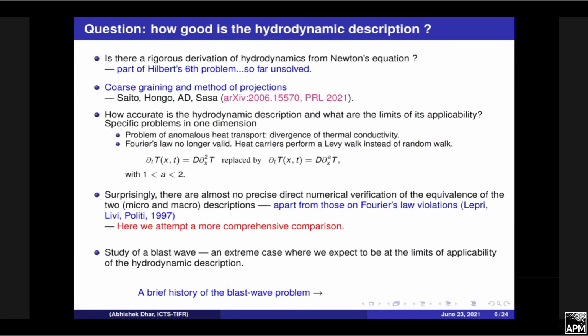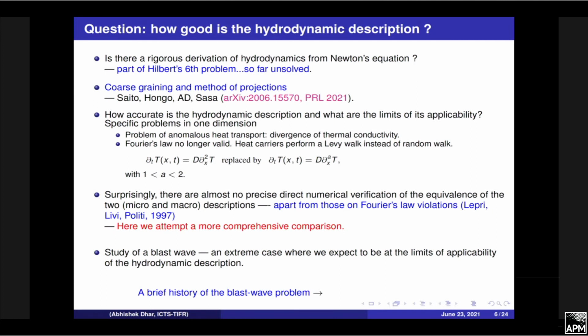Now the main question that we ask is how good is this hydrodynamic description? First of all, I want to say that there is really no rigorous derivation of hydrodynamics starting from Newton's equations, and in fact this is part of Hilbert's sixth problem, so far unsolved. I just want to say that in a recent paper, we have tried to do a systematic derivation in some sense of hydrodynamic equations using the method of projections, but this is not what I'll talk about today. So this is the basic question: how accurate is this hydrodynamic description?